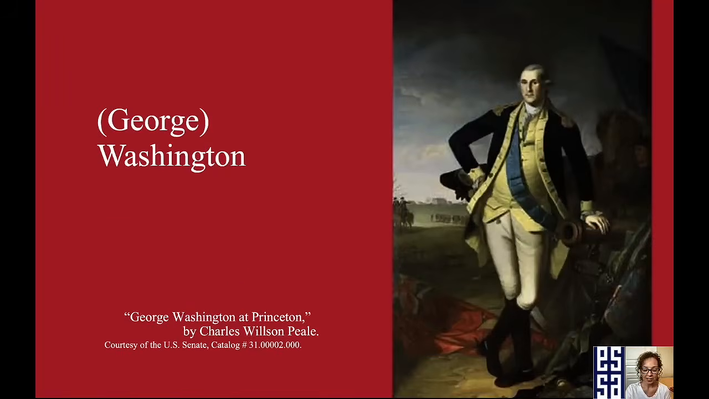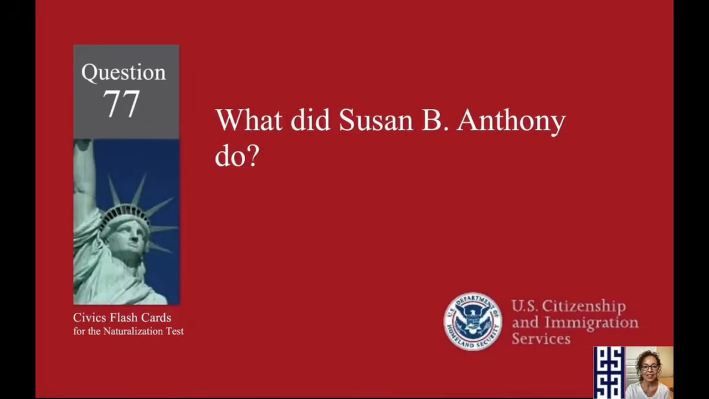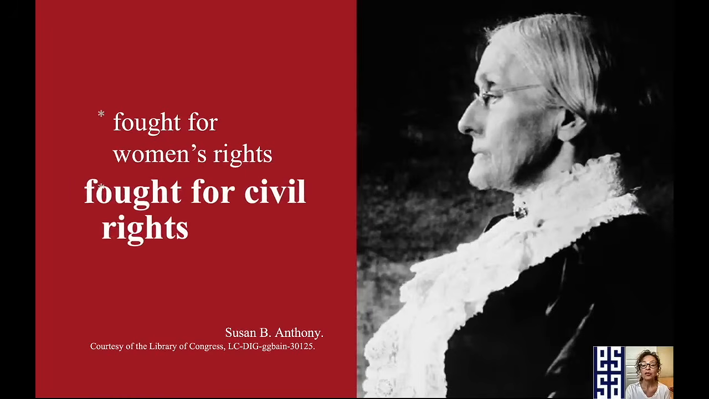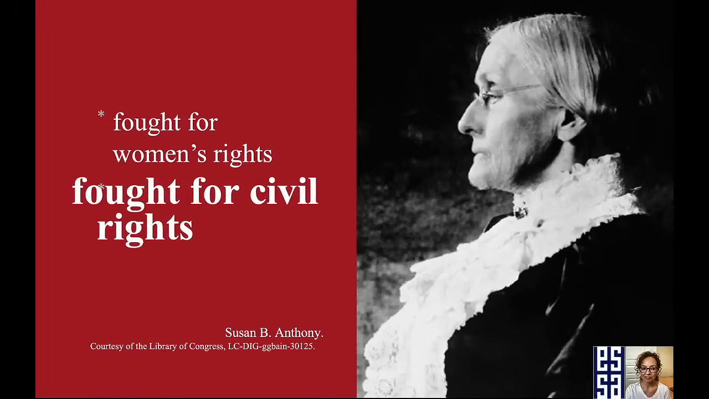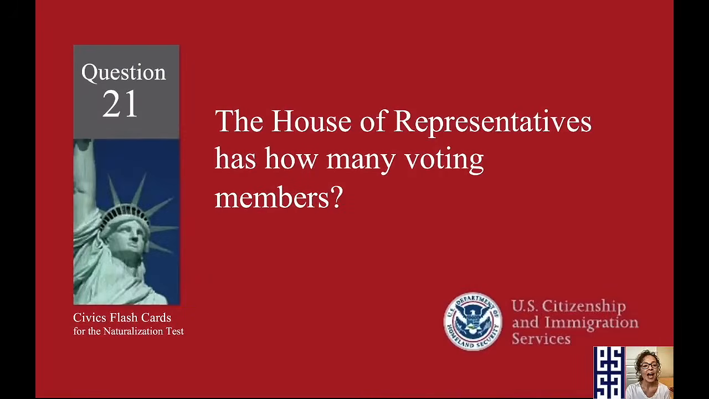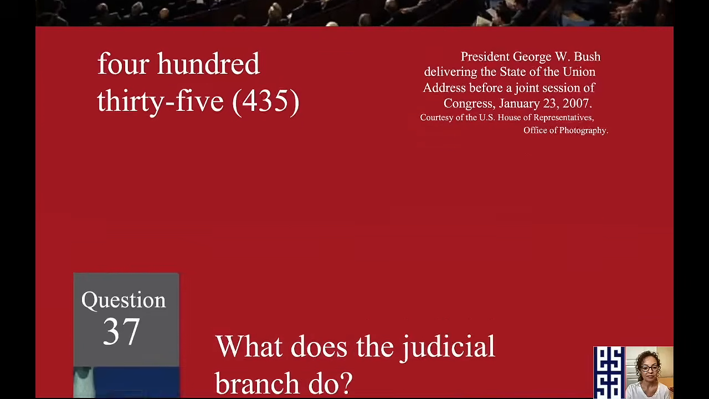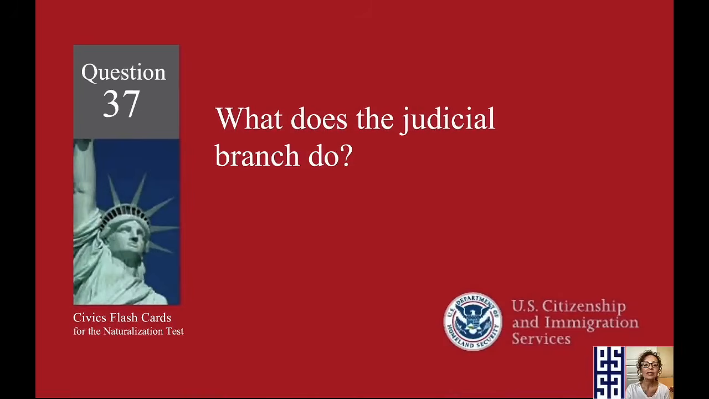Who is the father of our country? George Washington. What did Susan B. Anthony do? She fought for civil rights. The House of Representatives has how many voting members? 435. What does the judicial branch do?